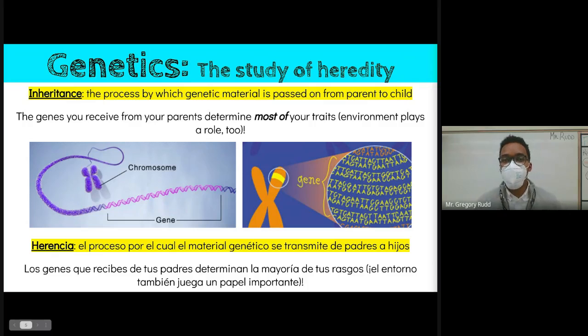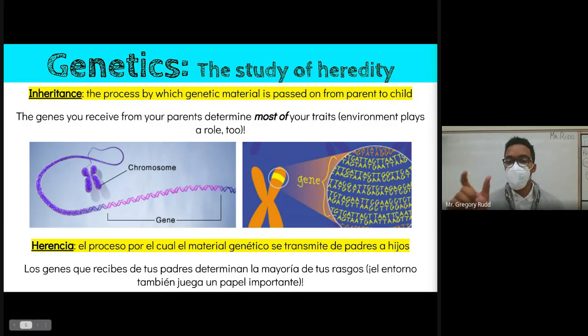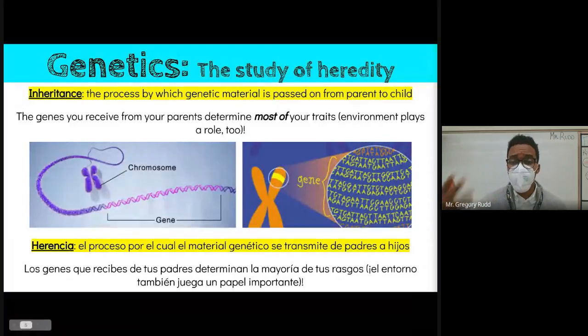It's like a chapter in a book or a word in a sentence or a letter in a word. We've got 3 billion A's and T's and C's and G's that make up our human DNA. Within those 3 billion letters, we've only got about 30,000 genes, sections of DNA that actually code for a protein.